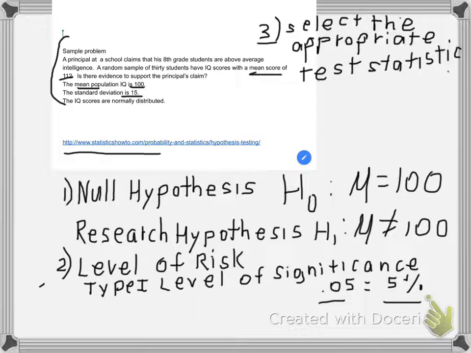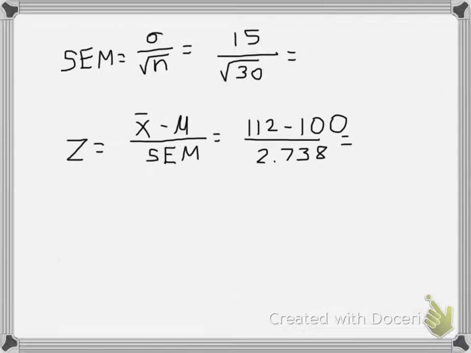And for step 3, we're going to select the appropriate test statistic, which is my one sample z-test. Here we have our formulas, our standard error mean, and we're going to get that by dividing our standard deviation by the square root of our n, which is the size of our sample.